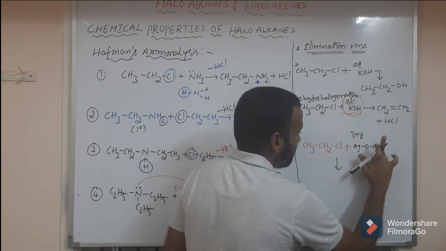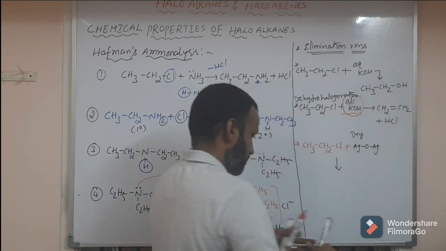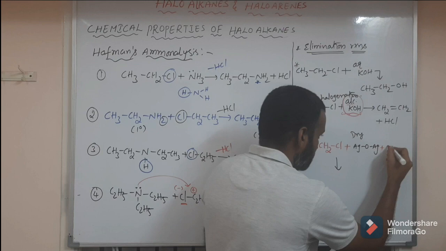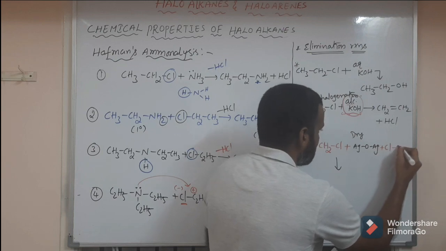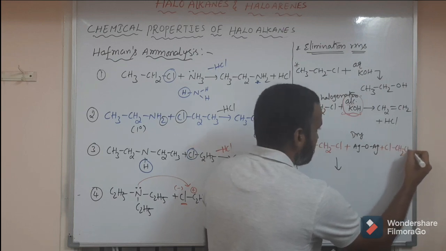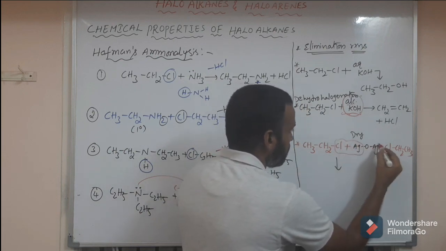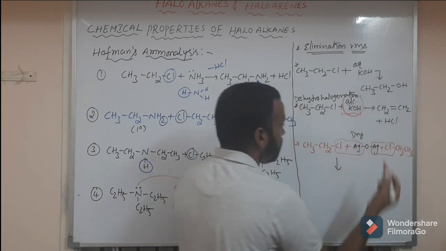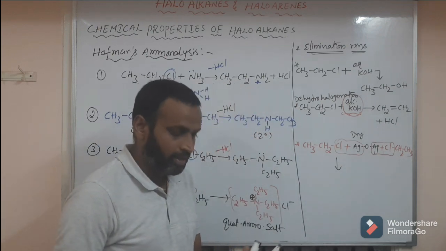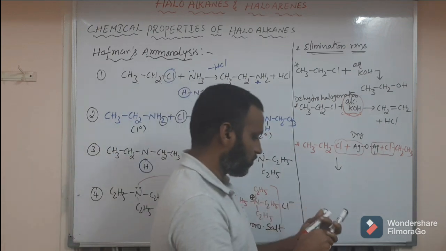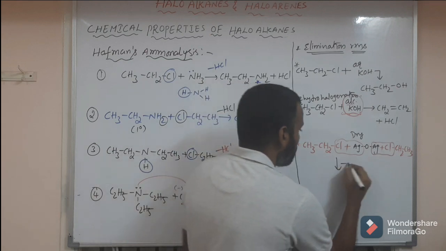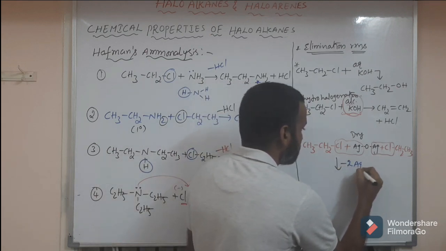Plus Cl, CH2 and CH3. Then what happened? AgCl will go and AgCl will go. Okay, so AgCl, 2 moles removed. How many moles removed? 2 moles of AgCl removed.